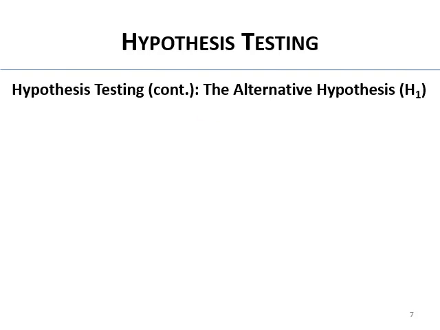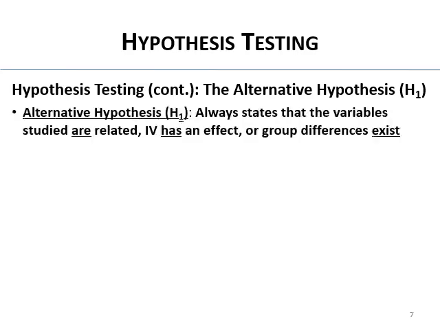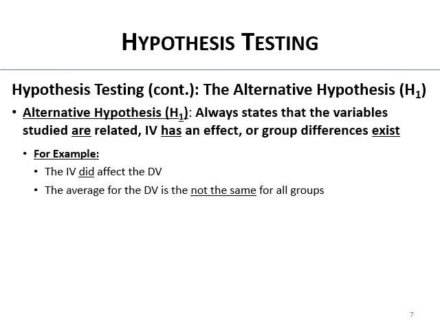So the alternative hypothesis is that other hypothesis. It always states in some way that the variables are related, right? The IV has an effect, the groups differ, something like that. You can never have an alternative that there's no difference, or that there's zero difference or zero effect. That's always the null. So the alternative is always that there is some sort of effect, difference, or relationship. So for example, the IV did affect the DV. The average for the DV is not the same for all groups. The correlation between the variables is not zero.